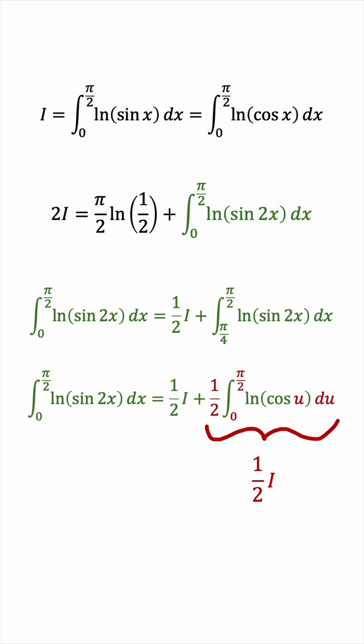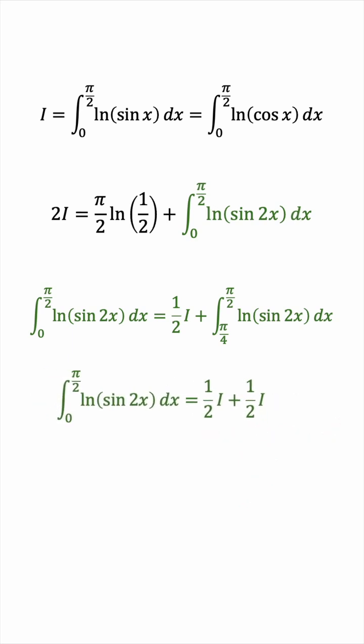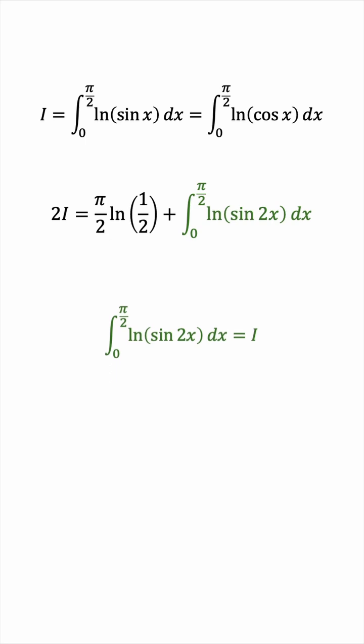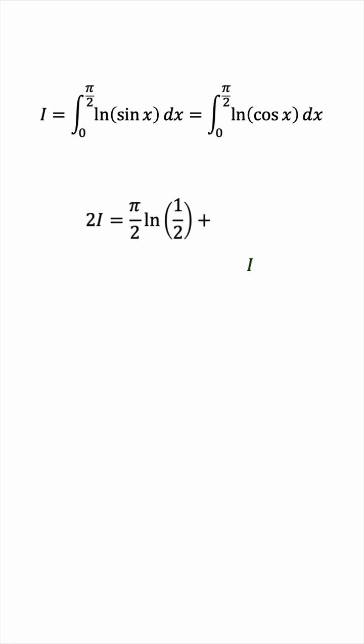So this green integral we set out to find is half I plus half I, or I. So we can replace this green integral with just I. And notice what happens. We now have a linear equation, a simple algebraic equation to solve in terms of I. We can just subtract I from both sides, and this gives us I equals pi over 2 times the natural log of 1/2. So this must be the value that the integral converges to.